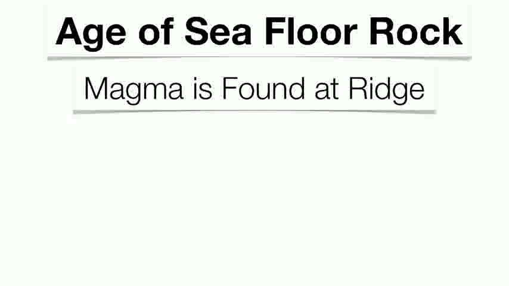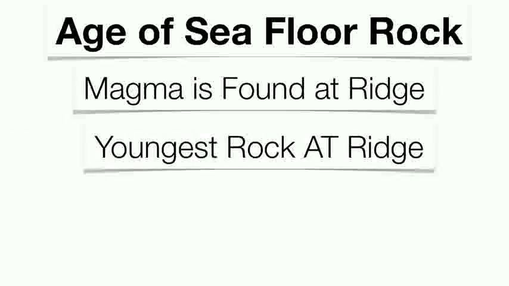So scientists had to come up with a couple pieces of evidence to support seafloor spreading. The first one's going to be the age of the seafloor rock. Because magma is going to be found right at the ridge, that's where the crack in the ground is going to be. Okay, that's going to be the location where your youngest rock is going to be found.